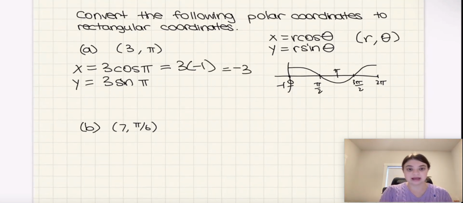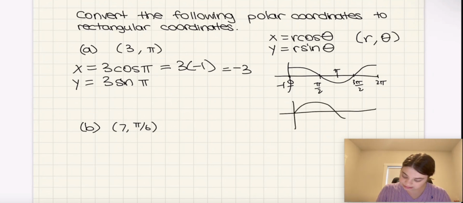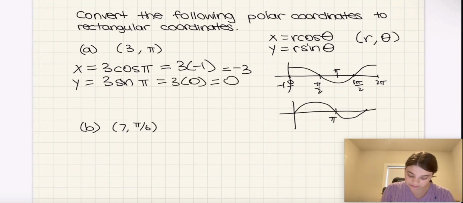Then what about sine of pi? Well, sine is similar, but that's the one that goes up and down like that. And so at pi, sine is 0, right? So 3 times 0, which would be 0. So therefore, the rectangular coordinates are x is -3 and y is 0. So the rectangular coordinates overall are -3, 0.